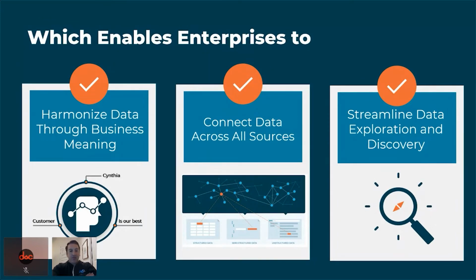So what can this enable enterprises to do? Well, when you can turn these columns into concepts, then you can harmonize the data through business meaning. You can connect data from all across the enterprise, all across the different data silos. And at that point, you can begin to streamline the data exploration and discovery and provide that data to more data citizens who may not have the specialized skills required to wrangle the data.